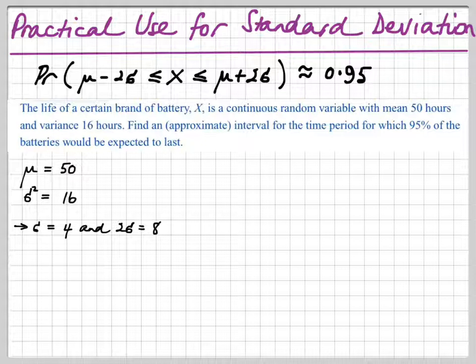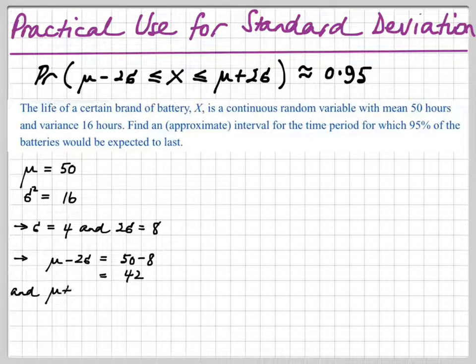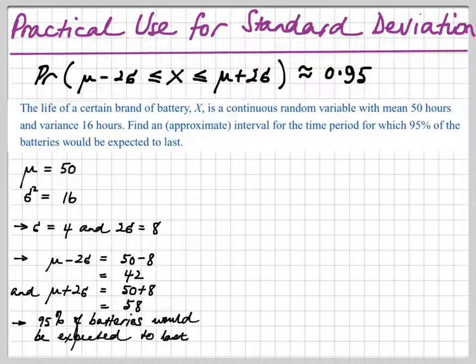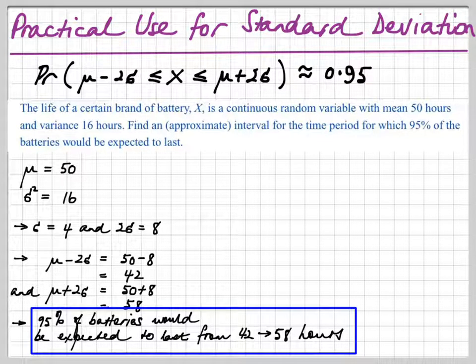So if we go 50 minus 8, yes, which is 42, to mu plus 2 sigma, which would be 50 plus 8, which would be 58, over that interval we would cover 95% of battery lives. Okay? Yeah, very excellent, Mr. Box. There you go, guys. Now, come on, that was pretty easy.